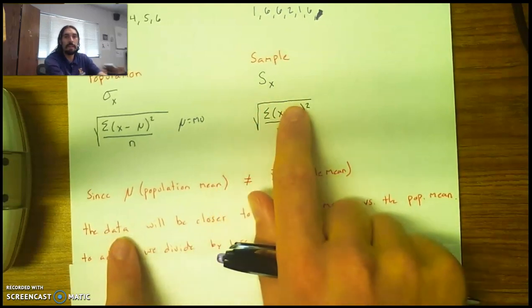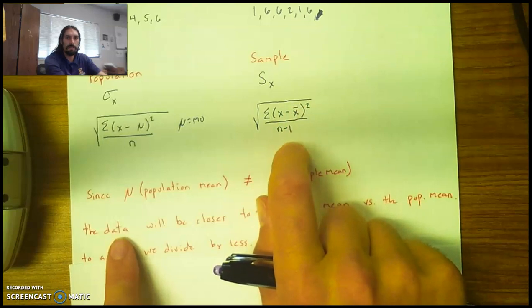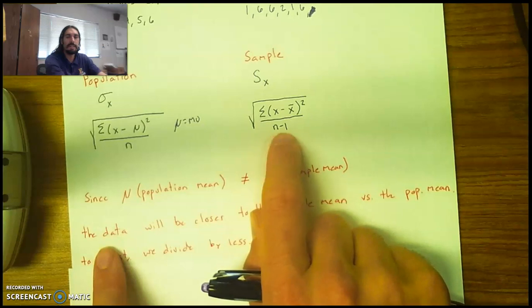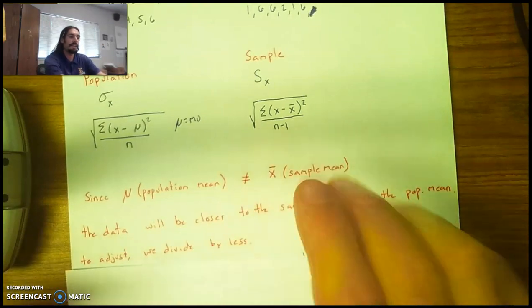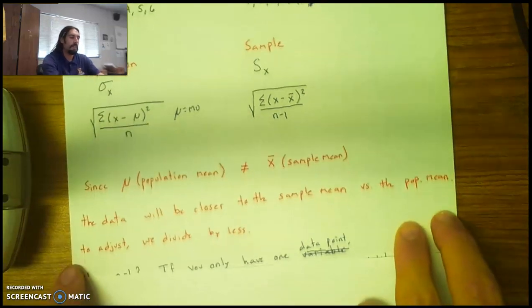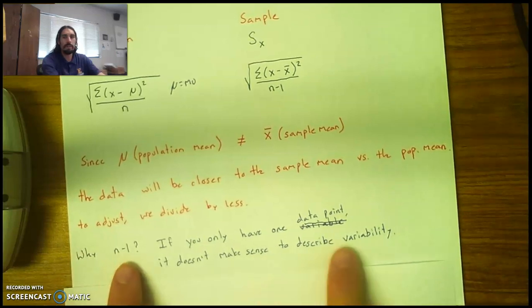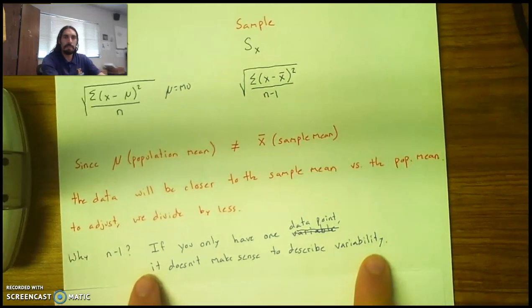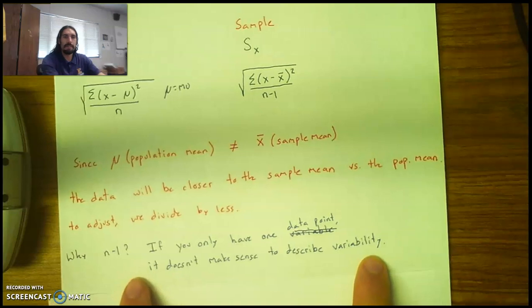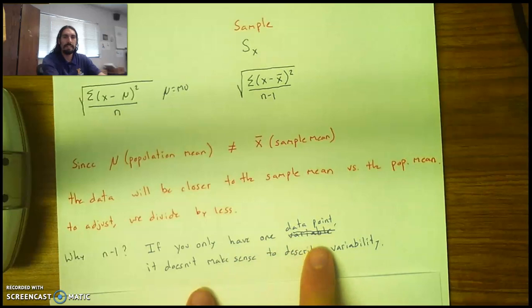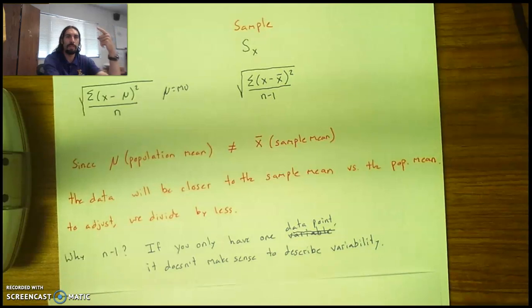And so in order to make this smaller, we need to divide by a smaller number. Hence, n minus 1. It needs to be smaller in the denominator. And why we pick n minus 1, you don't need much of an adjustment, and it fits in a situation. If your sample only has one data point, it really doesn't make sense to talk about variability, because how do you have the variability of one thing?